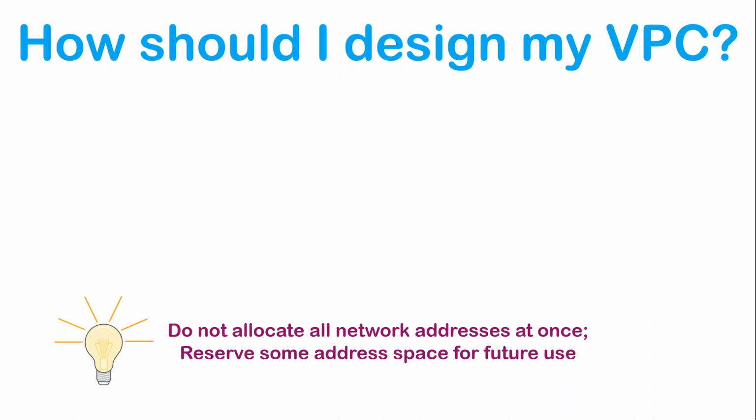Then the next design consideration is don't end up allocating all your IP addresses at once. If you're going to split up between, let us say, 3 availability zones or 4 availability zones, keep some reserve space so that it will allow you for growing in the future.